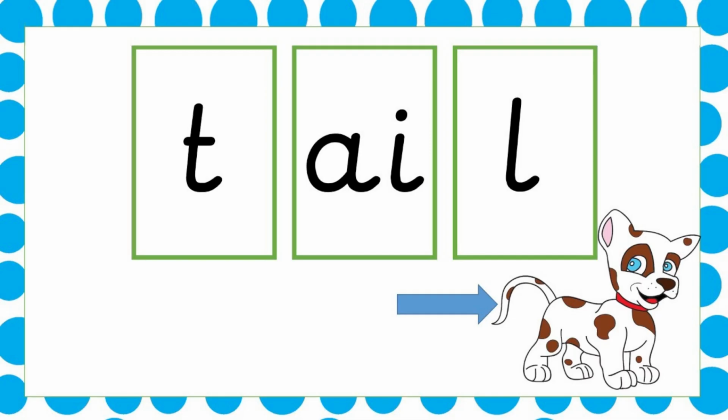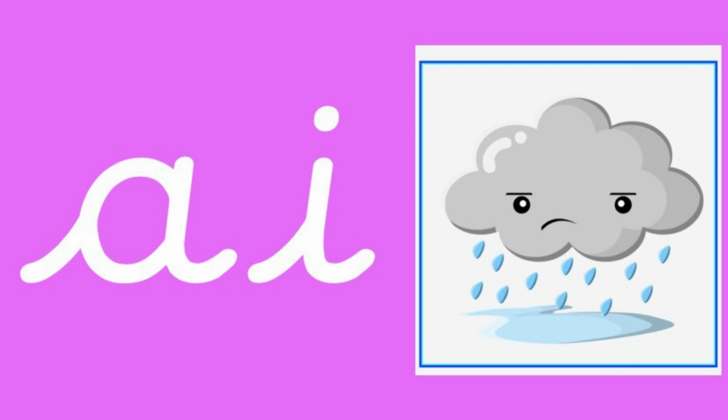Here is an example. You say the phonics of T. A. I. T and L are separate phonics, and A and I come together to make the sound of A. T. A. I. A. I. A. Like rain.